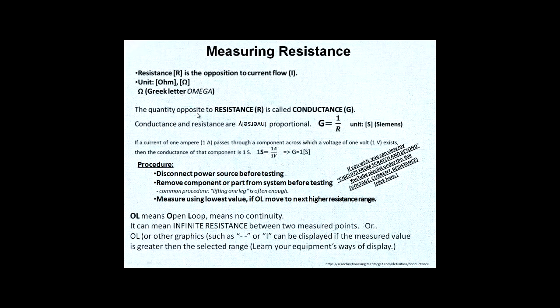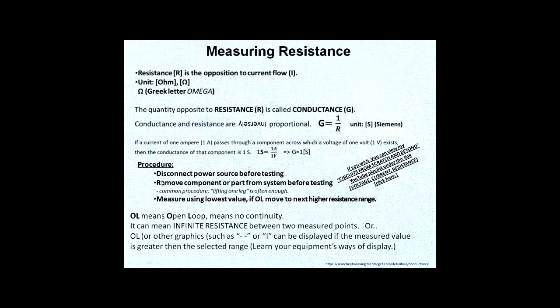The quantity that is opposite to resistance is called conductance. All right, so an object could have a certain amount of resistance or a certain amount of conductance, and conductance and resistance are inversely proportional, which means the letter G stands for conductance. G equals 1 over R. So conductance equals 1 over resistance. So that means that they are inversely proportional. This is the relationship between them. And the unit for conductance is S for Siemens. Okay. Then a little bit of a definition here. If a current of 1 amp passes through a component across which the voltage is 1 volt, then we can say that the conductance of this component is 1 Siemens.